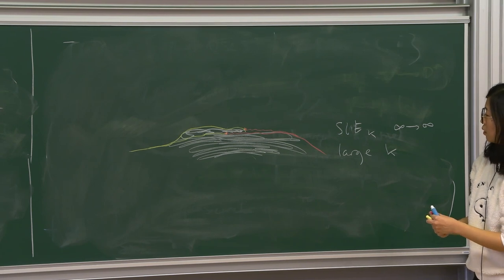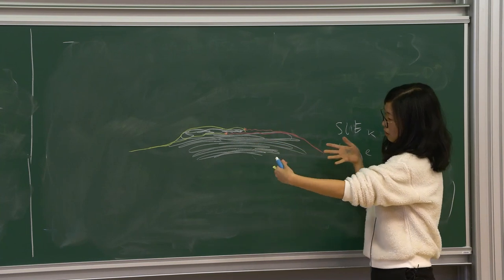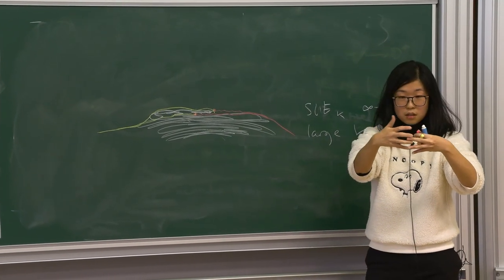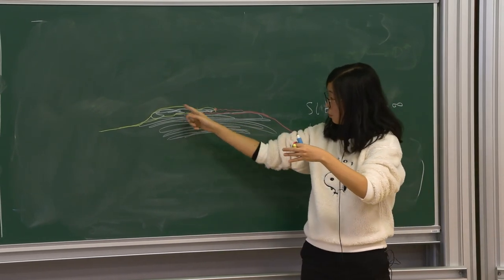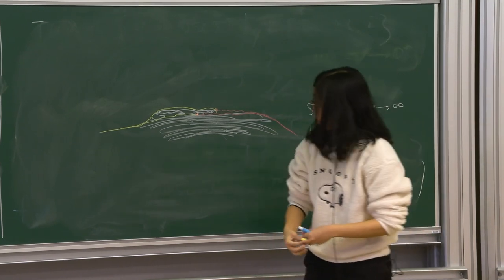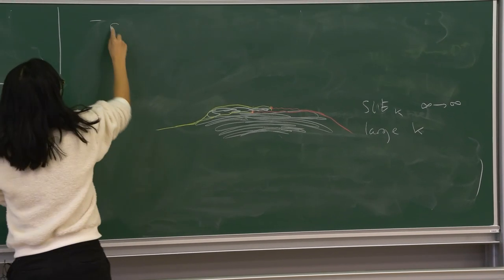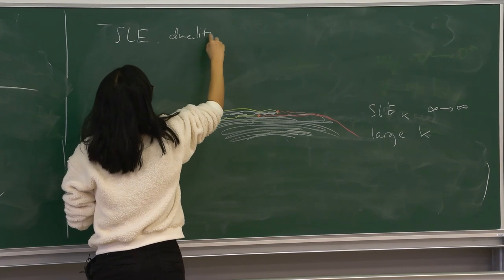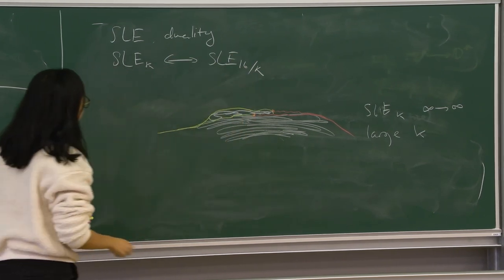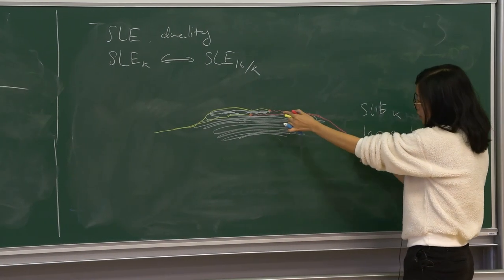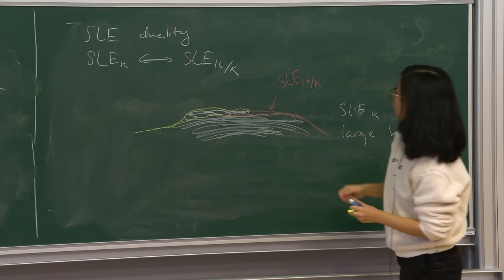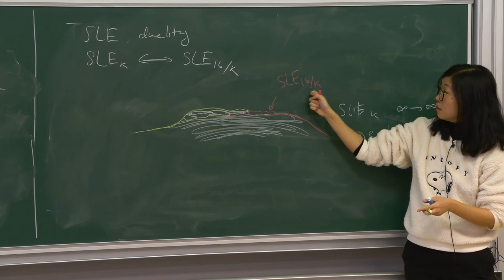So if I fill all the points using these branches, the mating of trees is saying that there exists a way to define two space-filling trees, and they merge together and fill out the whole plane. You can also trace it between the trees, and this is giving you a space-filling SLE. But underlying this, there is a nice property of SLE duality, which relates SLE kappa with SLE 16 over kappa. So if my kappa is really large, each of these branches looks like an SLE 16 over kappa curve. So for large kappa, they will correspond to a very small number here.